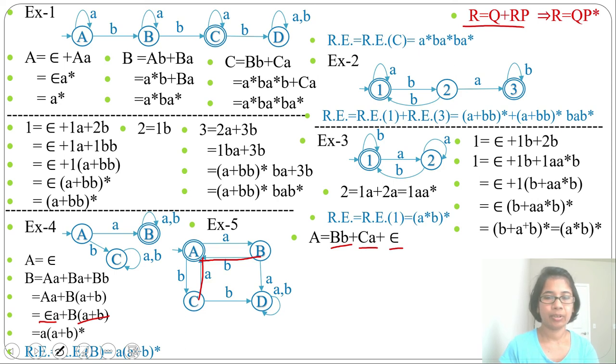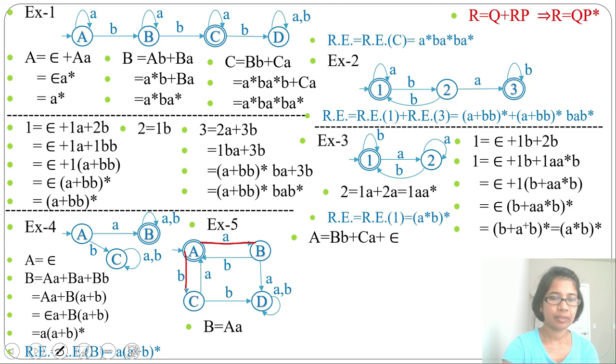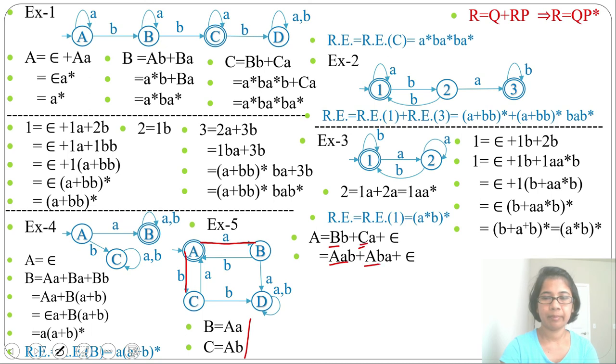Then substitute here. Now, what will be the equation for state B? For state B, there is just one incoming edge from state A. Just write down B equal to AA. Then for C, there is just one incoming edge from A. So, C equal to AB. Now, substitute these two values here. So, in place of B, write AA. In place of C, write AB. And before there was one B, so just write B. Before there was one A, just write A. And epsilon was there, so just write epsilon.